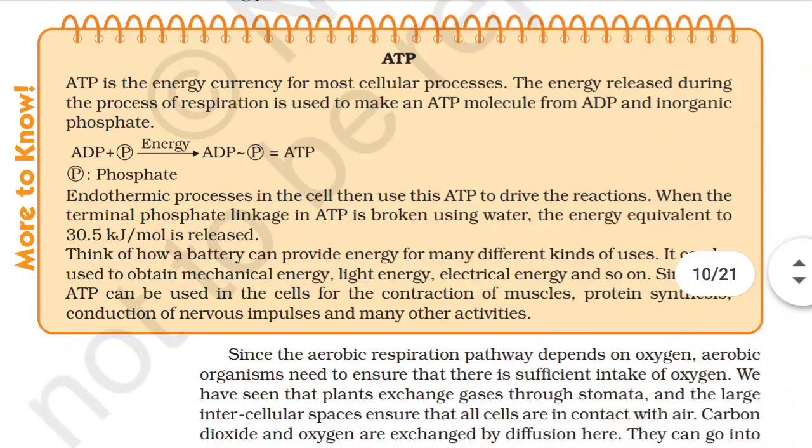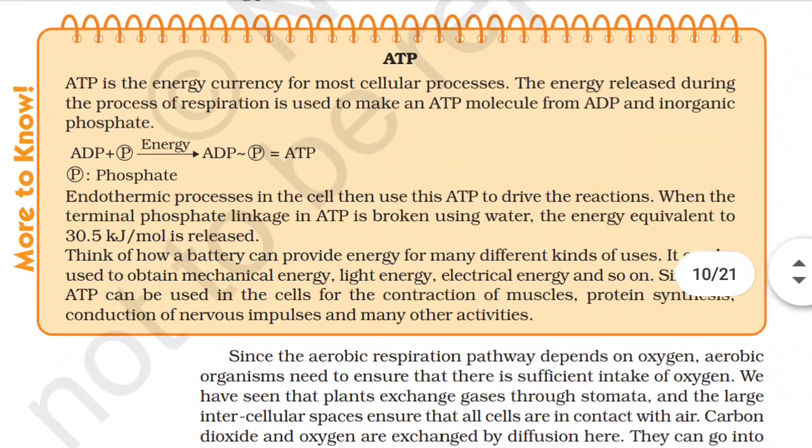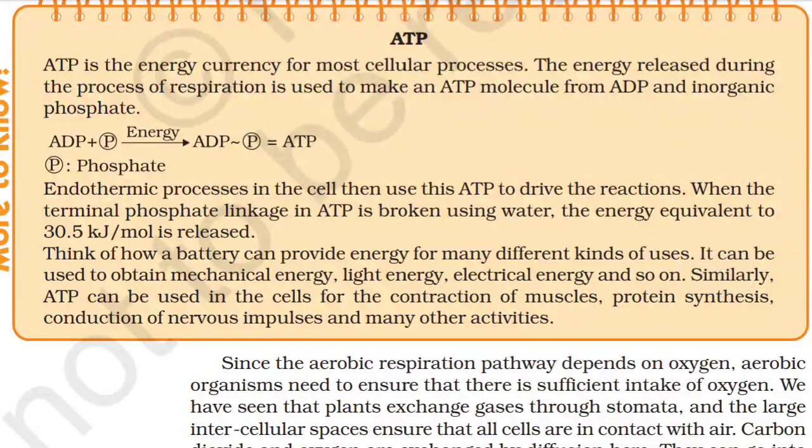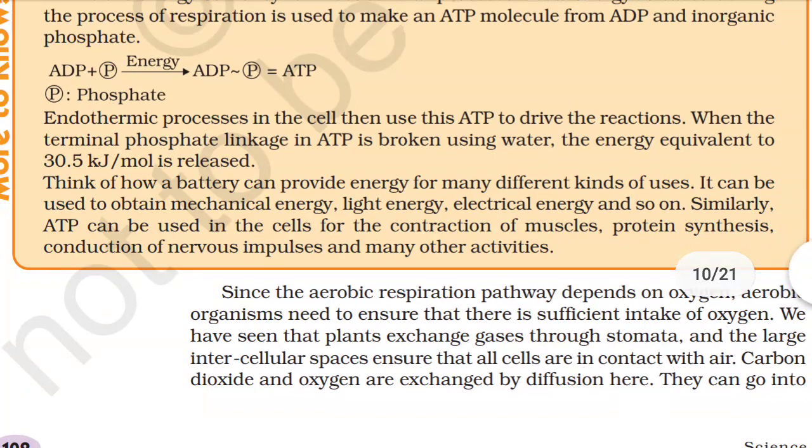More to know: ATP. ATP is the energy currency for most cellular processes. The energy released during the process of respiration is used to make an ATP molecule from ADP and inorganic phosphate. Full form of ADP is adenosine diphosphate. Endothermic processes in the cell then use this ATP to drive the reactions. When the terminal phosphate linkage in ATP is broken using water, the energy equivalent to 30.5 kJ per mole is released.